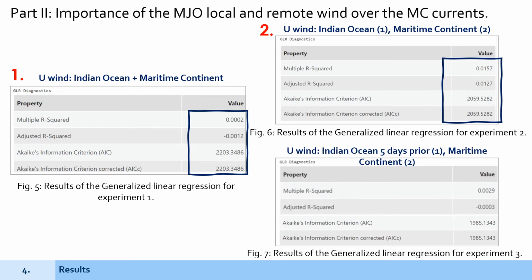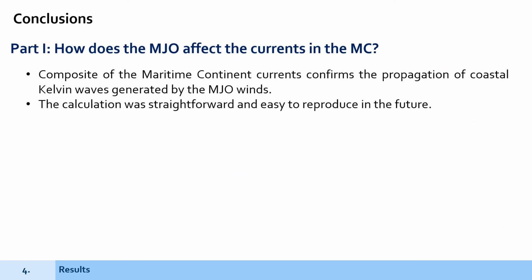And finally, even when the results for the third try using the lagged wind seem to be better, they are all still very poor. So to conclude, a composite of the MJO currents was calculated and it showed the expected coastal Kelvin waves generated by the MJO winds. This process was pretty straightforward and it would be easy to reproduce in the future.